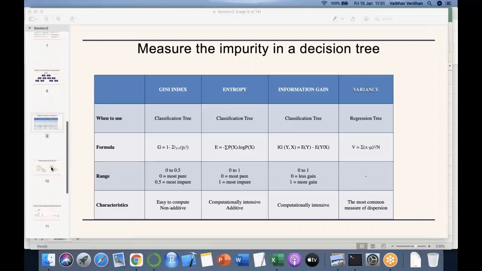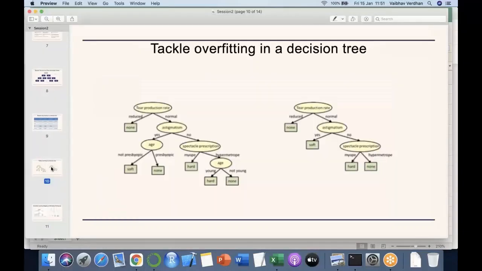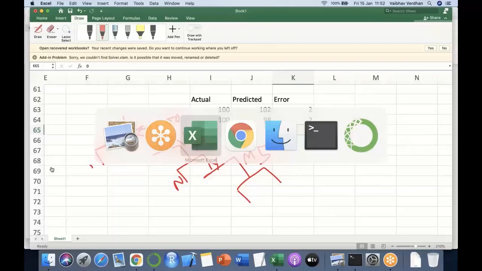Now, decision trees are prone to overfitting. What is overfitting? Overfitting means that your model is able to predict very well for your training data set, but not that well for your unseen or testing data set. Let's take a step back from there. I'll just refresh what we discussed last week, the training and testing concept.